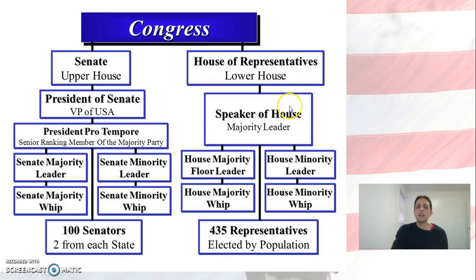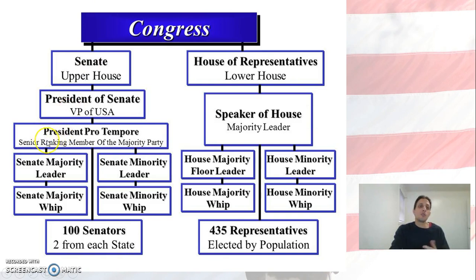Okay, now on this side, the head of the House of Representatives is the Speaker of the House. The Speaker of the House is voted in by the majority party. In this case, the Democrats control the House of Representatives. They just voted in a new Speaker of the House, which is Nancy Pelosi. All of the Democrats in the House of Representatives vote, and whoever they vote for becomes the new Speaker of the House. That changes every time there's a new election, so every 2 years in the House of Representatives, the Speaker of the House may change.